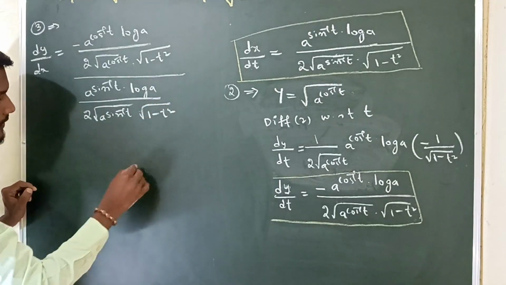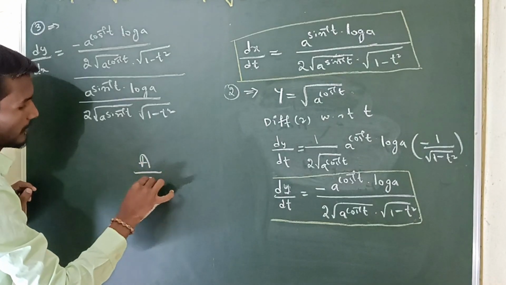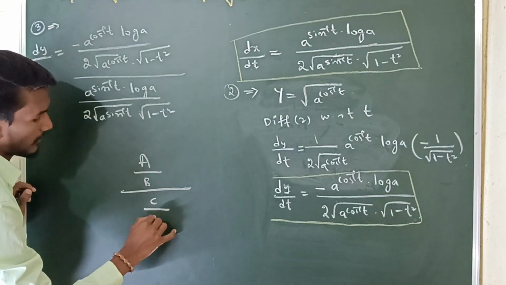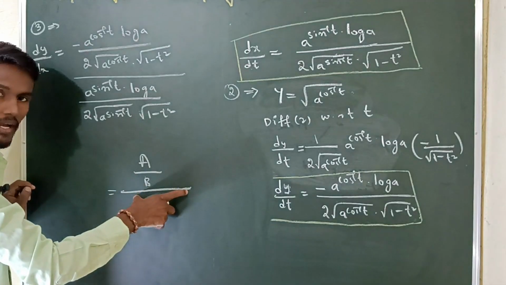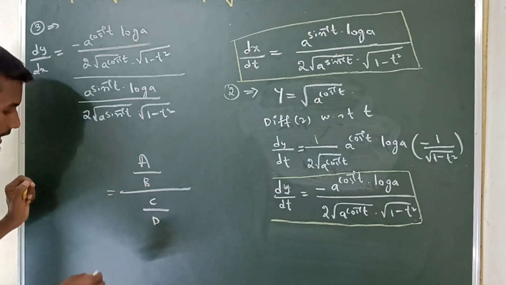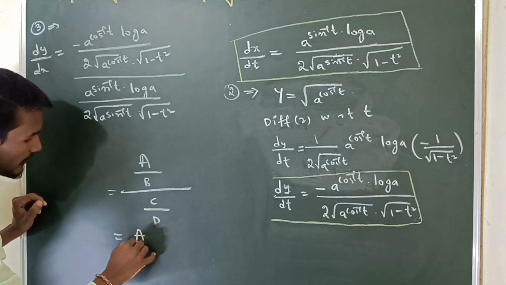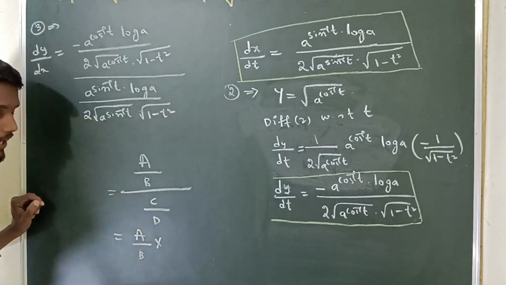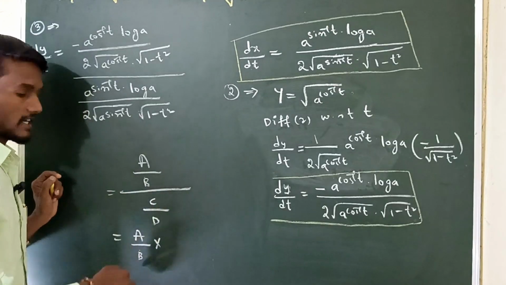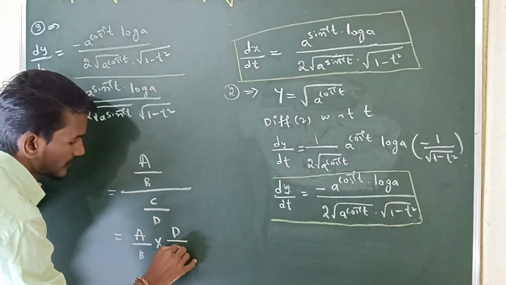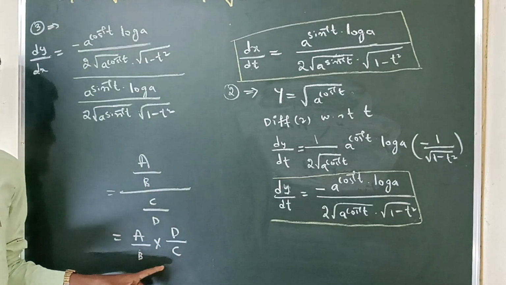You have to observe a divided by b, whole divided by c divided by d. It is a sub divide, it is the main divide. It can be written as a divided by b into, you have to reverse it, d divided by c, it can be written as a d divided by b c.